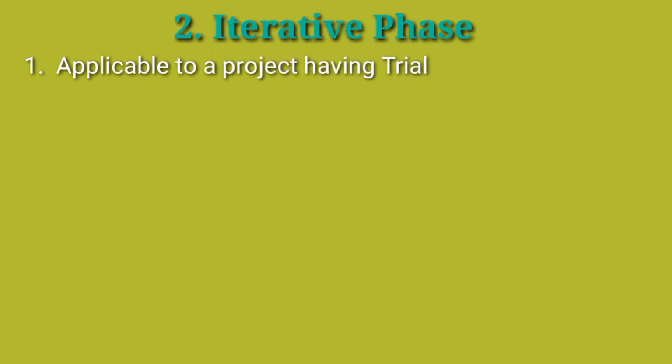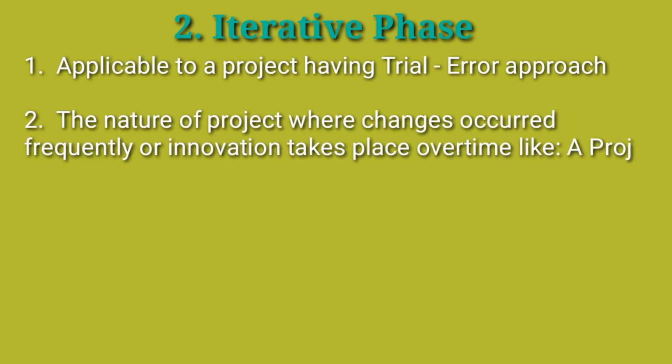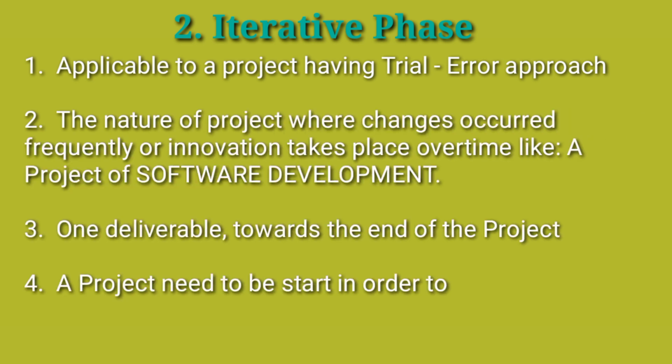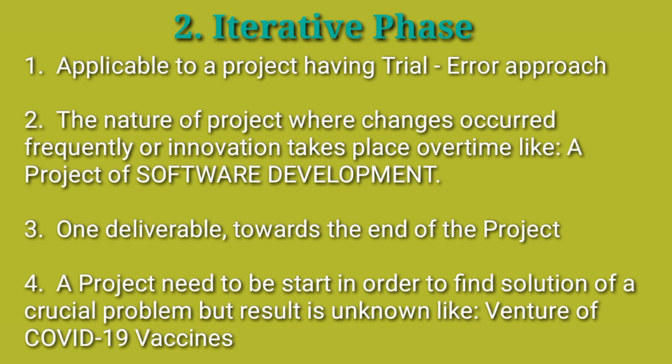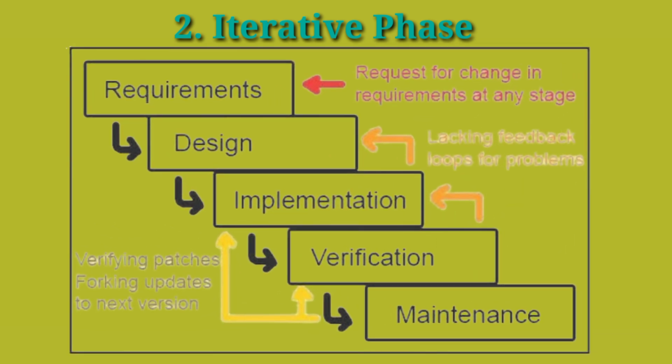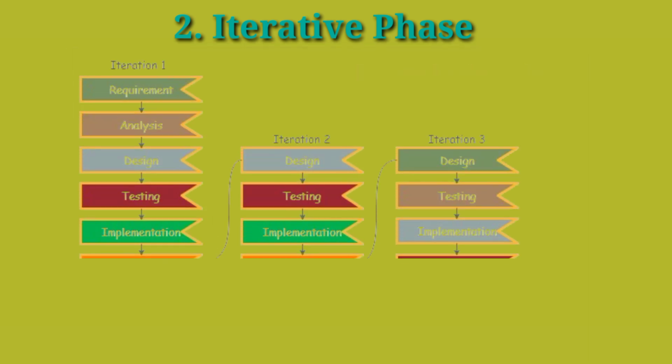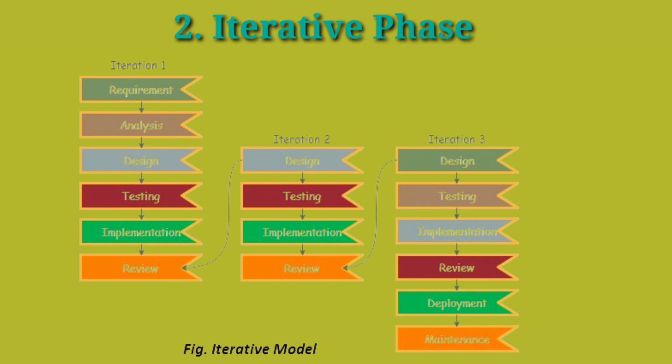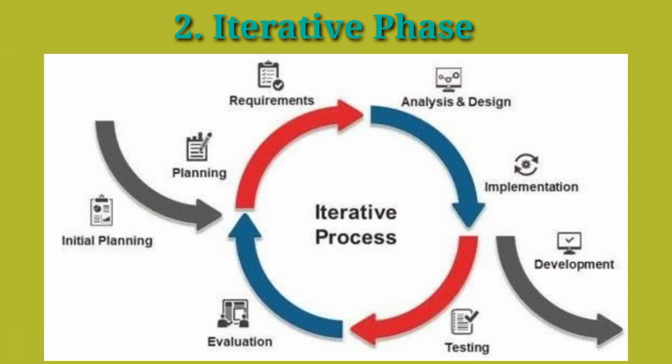The second approach is the iterative phase, which is applicable to a trial and error approach. Like we have seen in COVID-19, the end of the project is unknown, but we need to start the project as early as possible because it is recommended and it is highly important to carry forward. Here you can see the steps of each iteration, that is design, testing, implementation, and review. Changes can be made at any stage of the project.